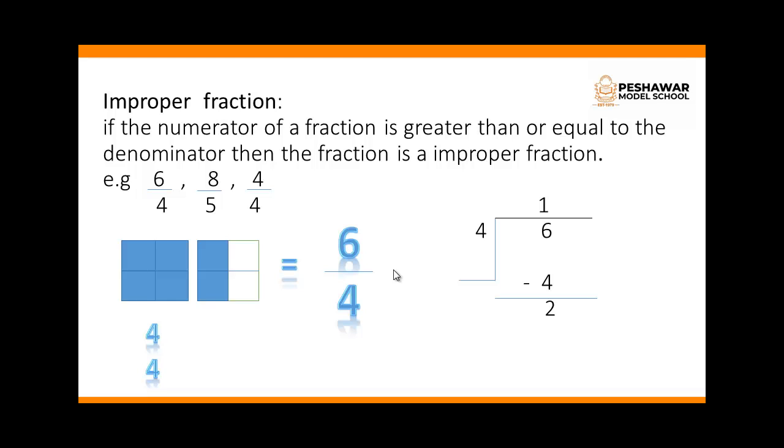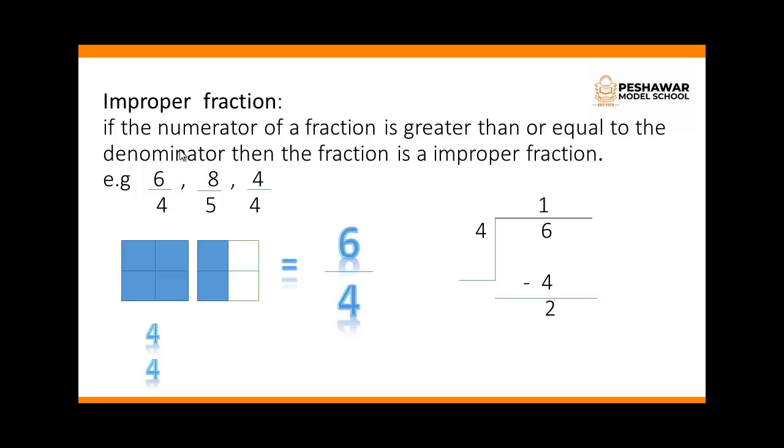Improper fraction. If the numerator of the fraction is greater than or equal to denominator, then the fraction is an improper fraction. For example, 6 over 4, 8 over 5, 4 over 4. In this example, numerator is greater than denominator or numerator is equal to denominator. So these fractions are called improper fractions. An improper fraction can always be written as either a mixed fraction or a whole number.